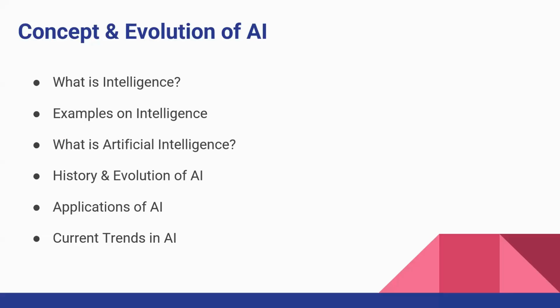So before AI, we need to understand what intelligence is and see examples of intelligence. What is AI? History and evolution of AI, applications and current trends. We are not going to spend more than 5 minutes on that.